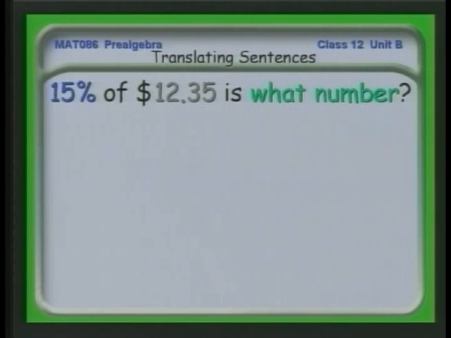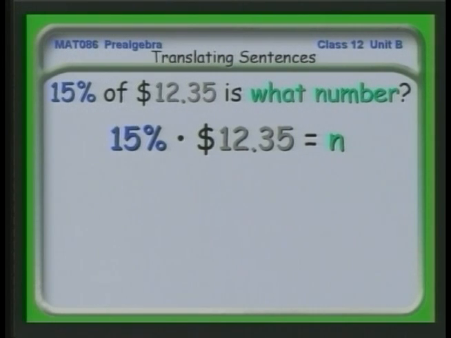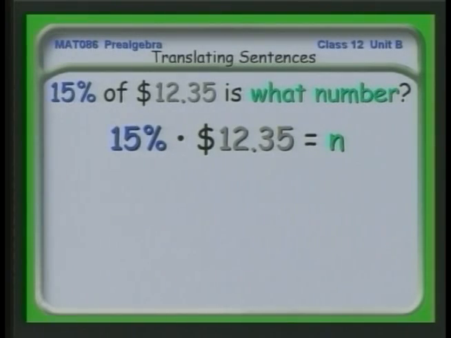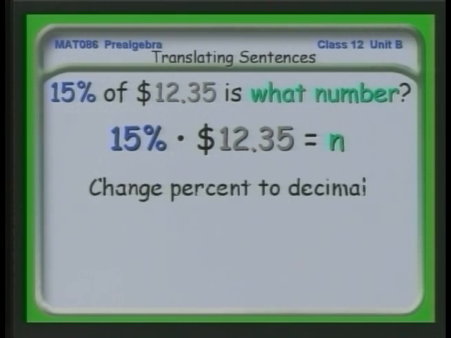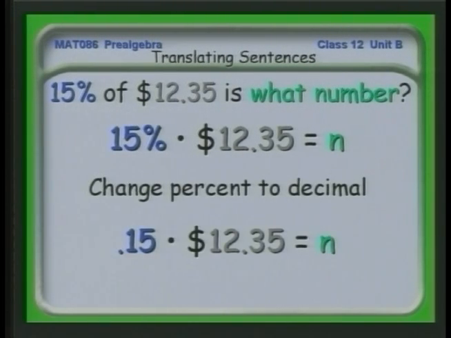Let's try something with actual units in it. 15% of $12.35 is what number? We'll translate this to an equation. 15% times $12.35 is equal to n. When I see 15%, I think of, for example, a restaurant bill, a restaurant check, and the tip is often 15%. Perhaps this is a useful calculation. Again, we change the percent to a decimal, and I have 0.15 times $12.35 is equal to n.